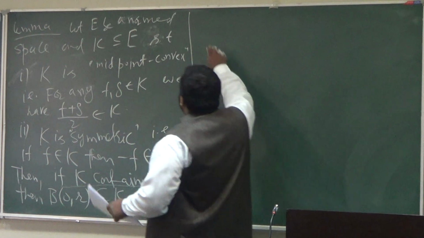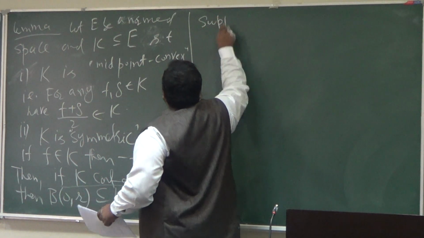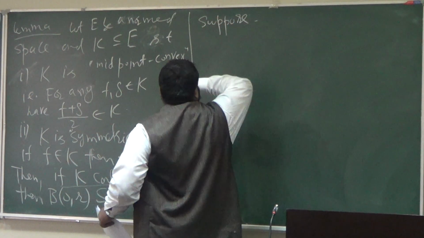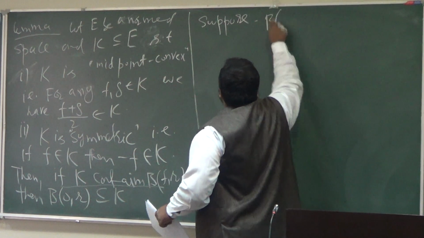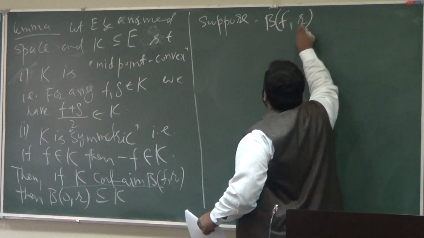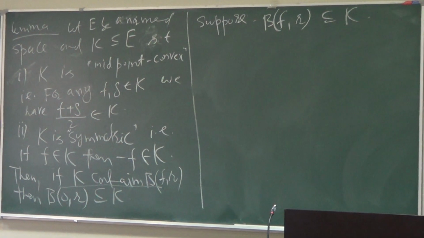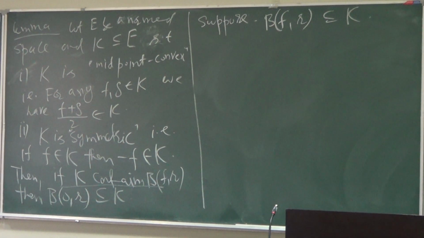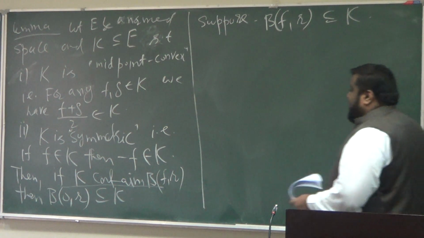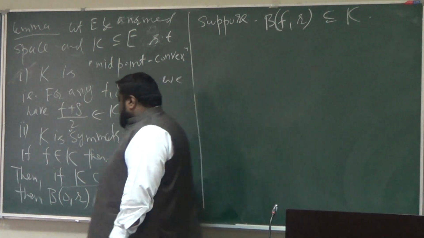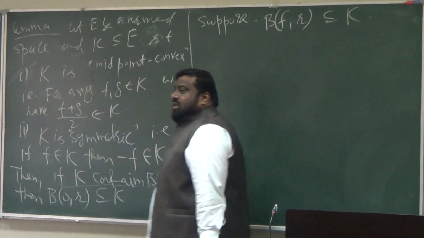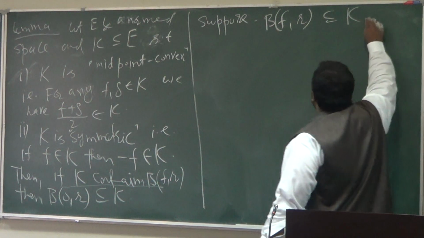Now suppose that there is a ball with the radius r such that it is contained in K. There is a ball with the radius r such that it is contained in K, and I would like to show that this must be true as well actually.